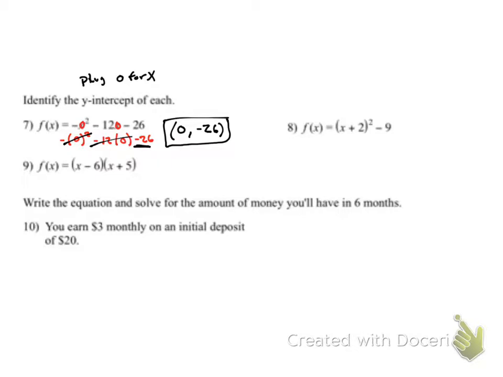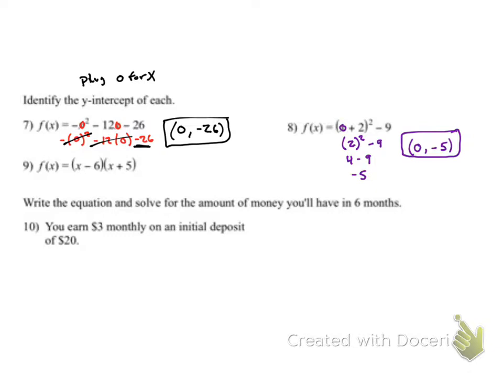Let's look at number 8. So same way, y-intercept, we're plugging in 0. So we're going to be plugging in a 0 there. So simplifying this out, 0 plus 2, that gives us 2. So 2 squared minus 9. 2 squared is a 4 minus 9. 4 minus 9 is -5. So we plugged in 0, and we got -5. That is our y-intercept there.